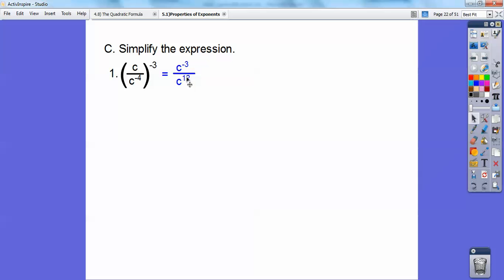All right, and then I'm going to flip this, throw this downstairs, and it becomes a positive c to the positive 3rd. Now when there's nothing left upstairs, it's always 1. Okay, so don't lose that. And so I get 1 over c cubed times c to the 12th. I add those exponents, so it's 1 over c to the 15th.